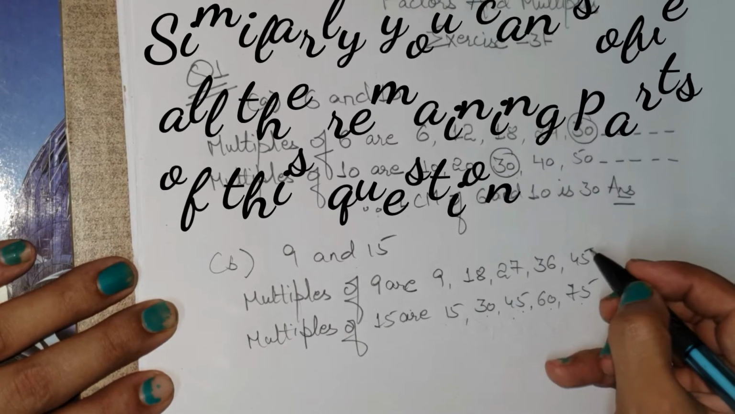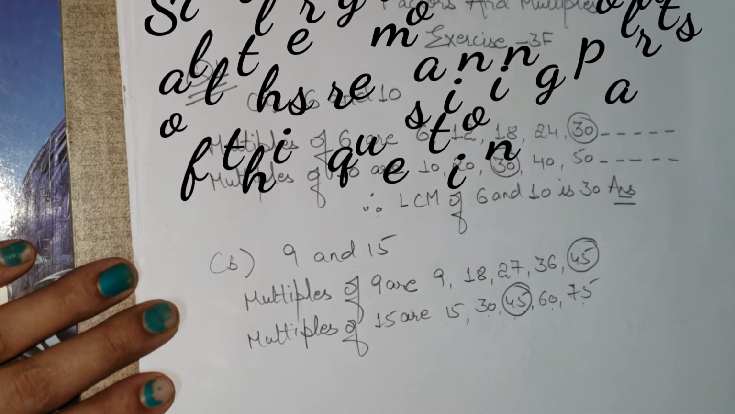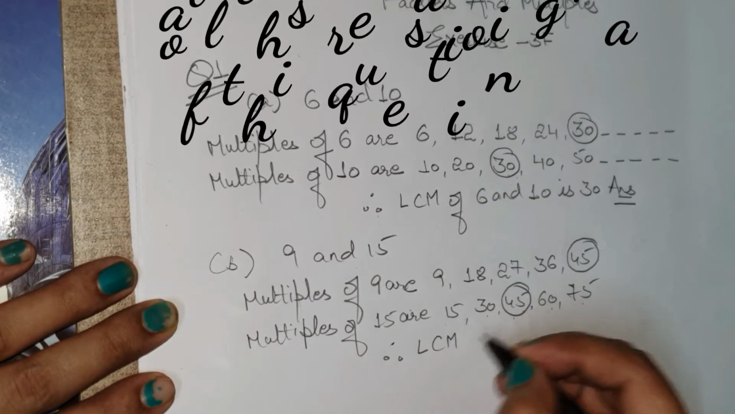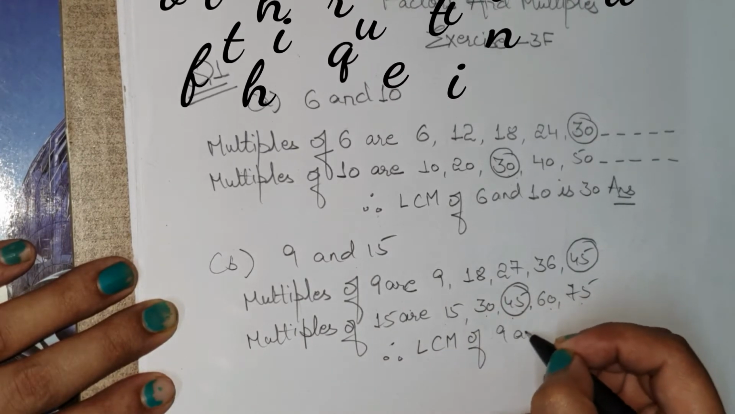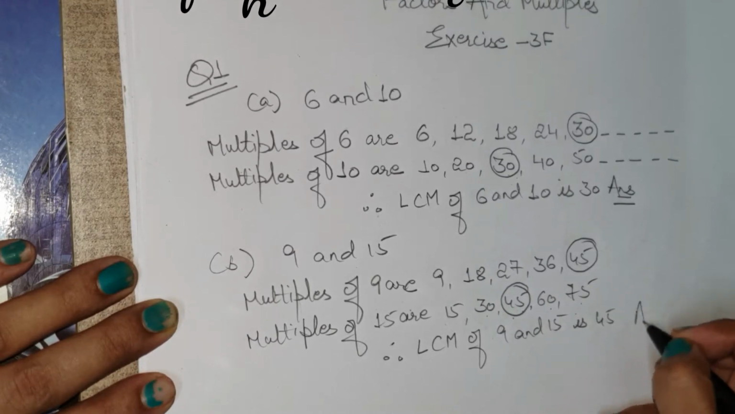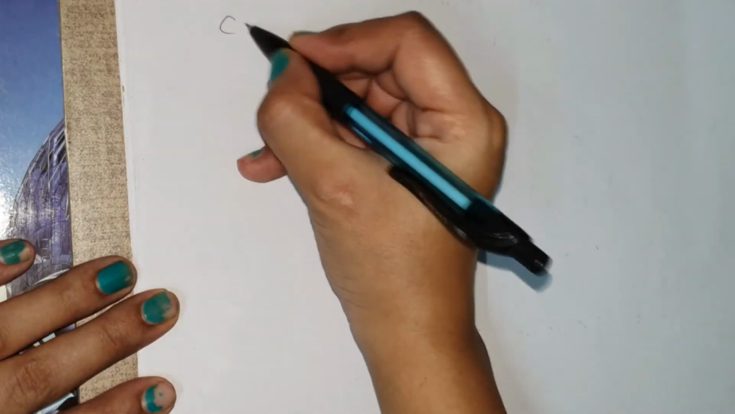So yes, here also we have got one common multiple, that is number 45. Okay, so therefore we got our LCM. LCM of 9 and 15 is 45. So this will be our answer. Got it? Now C part. Let's move on to C part.